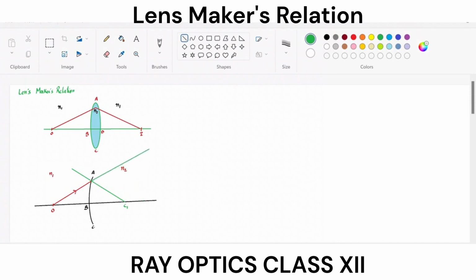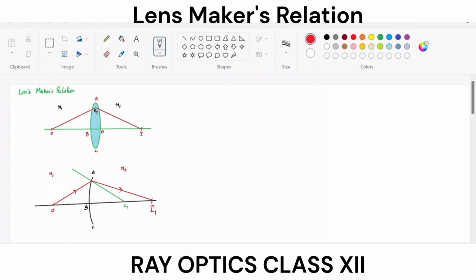So if this was supposed to be the actual path, let me draw it with the red color only. If this was supposed to be the actual straight path, because of ABC it will bend towards the normal, and it is forming the image at I1. Sir, why is this not I, and why I1? This is I1 because this is the image formed by ABC and not the whole system. The final image is formed by ADC. So this I1 is the image formed by ABC. I hope this is clear to you.